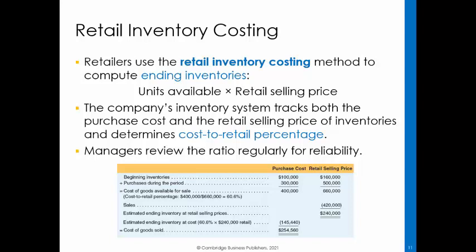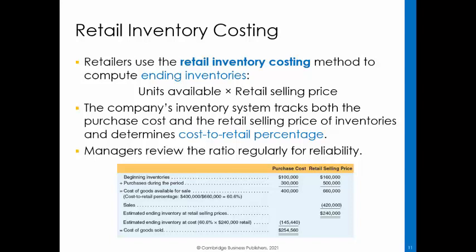Retailers such as Home Depot and Lowe's commonly estimate the cost of ending inventories using the retail inventory method. Retailers know the cost of the inventory purchases as well as their retail selling price. From this, the retailers compute the cost to retail percentage and apply the percentage to estimate the cost of the inventory still available at year end. This slide illustrates the retail sales method.